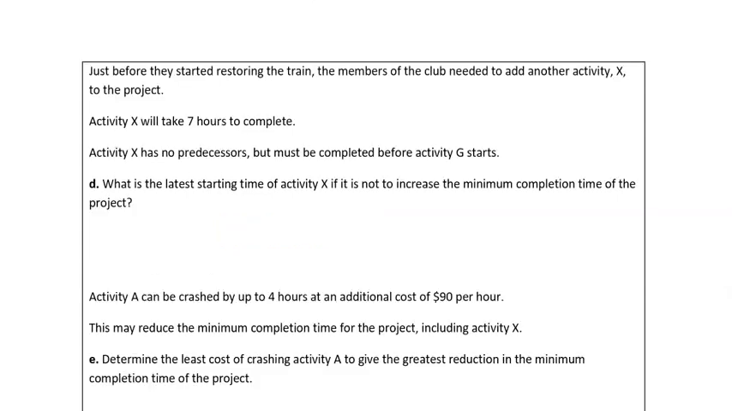Continuing over the page, just before they started restoring the train, the members of the club needed to add another activity X to the project. Activity X will take 7 hours to complete. Activity X has no predecessors, but must be completed before activity G starts. So no predecessors mean it will begin at the start, because nothing has to happen before it, and then must be completed before activity G, so it must come into the vertex for the start of activity G. So what is the latest starting time of X if it is not to increase the minimum completion time of the project?